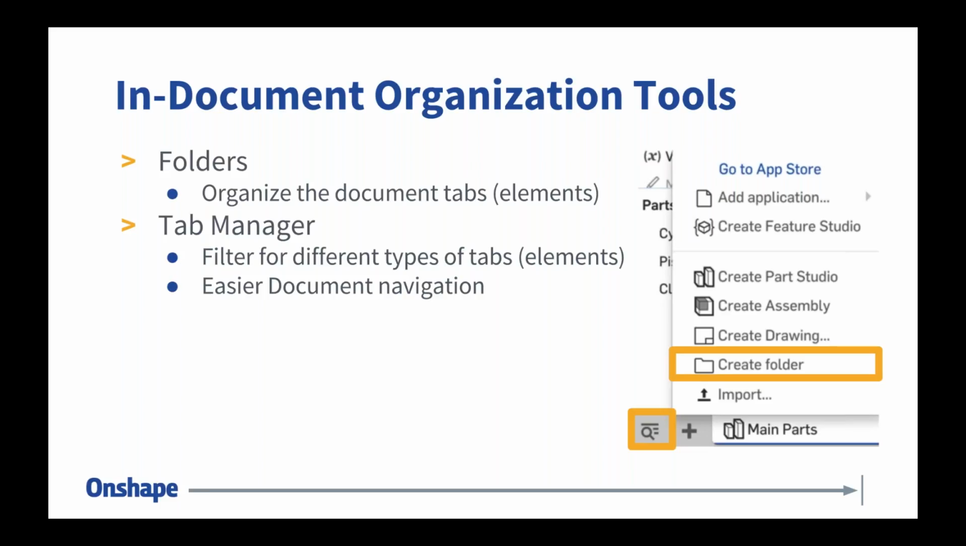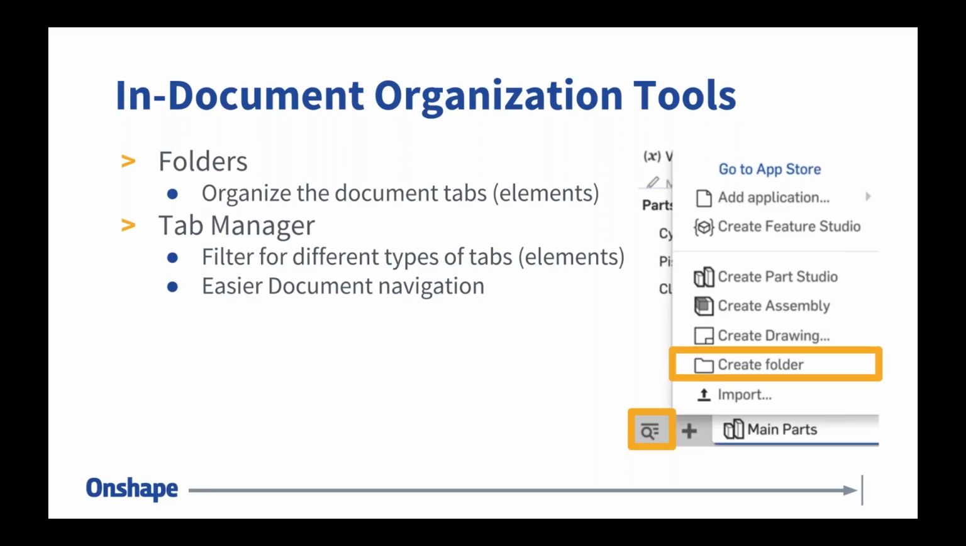As your document grows, a way of organizing the document itself is to A, create folders, and B, use the tab manager as a way to get around within the document. As you add more and more tabs to a document, finding the tab that you're looking for becomes difficult if you're just scrolling along the bottom, right? There are preview windows, there are things we've done to try and improve that, but I think the most effective, the most efficient users are creating folders and using the tab manager as a means to find the tab that they're looking for.